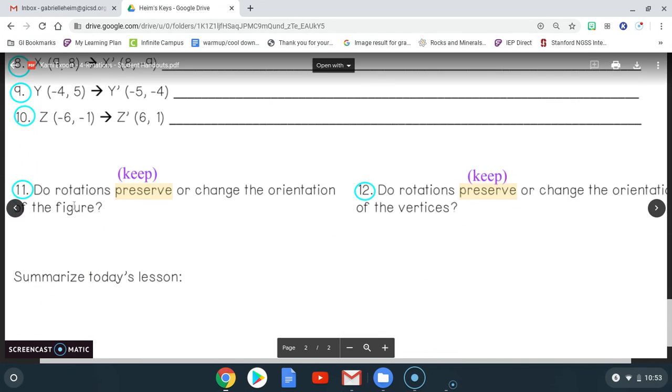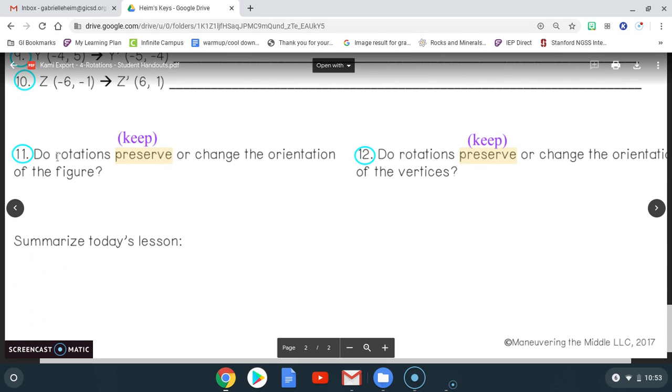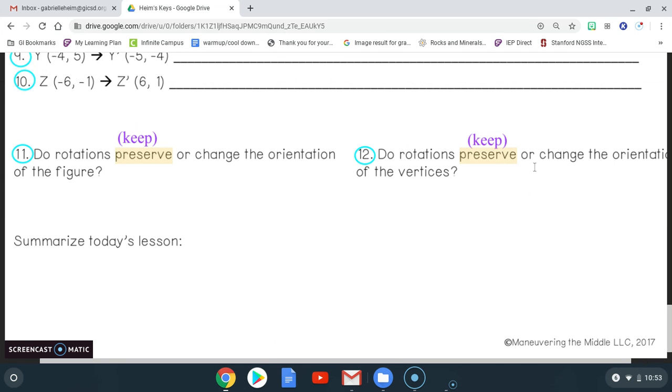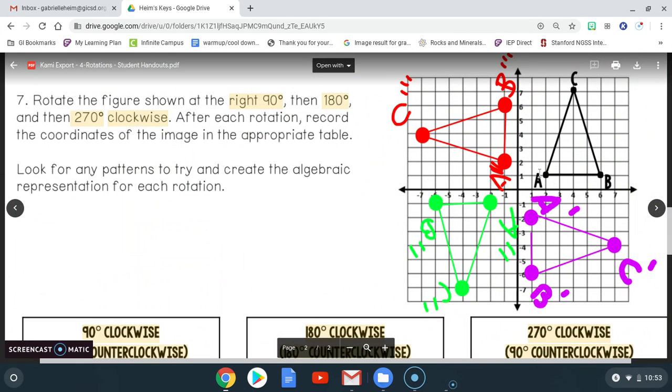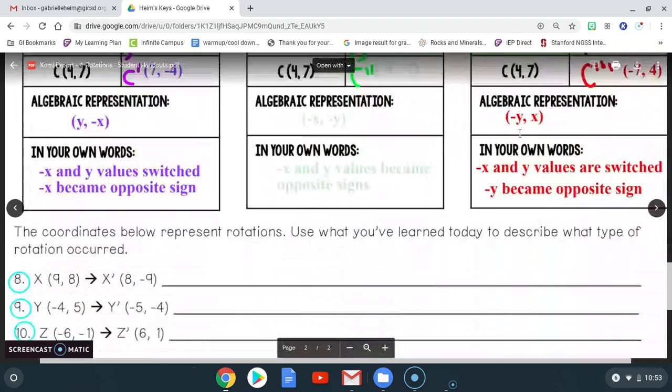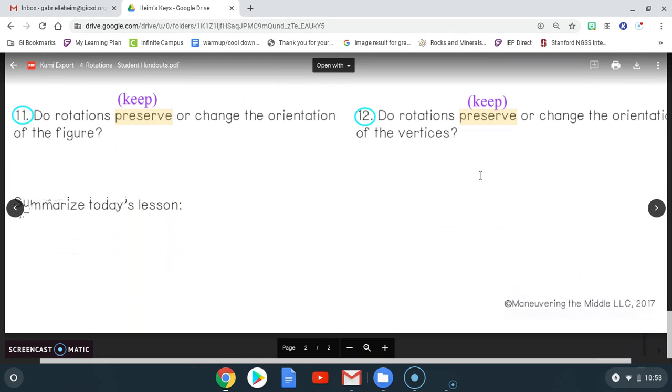And here for number 11, so that's what you're doing for 8 through 10. Number 11, you're deciding: do rotations keep, which is preserve, or change the orientation of the figure? So is the rotation changing or keeping the orientation of the figure, okay? Which is like the direction, right? Number 12, do rotations keep or change the orientation of the vertices? So when it says A, B, C, right, this one's going A, C, B, A, C, B, A, C, B, A, C, B. So you tell me, did that keep it or preserve it, or change the orientation?